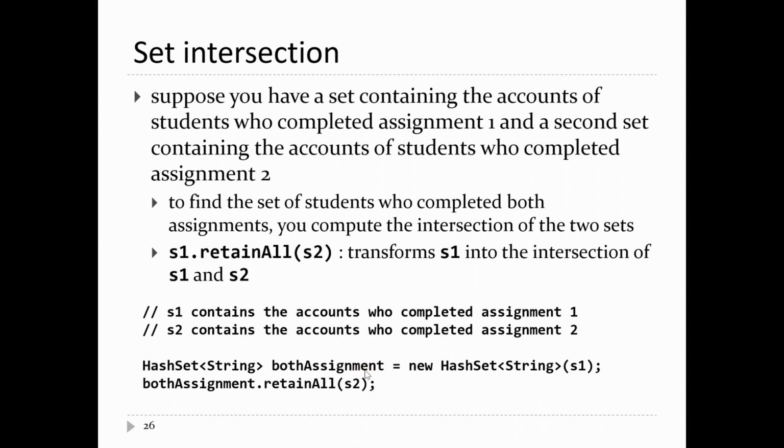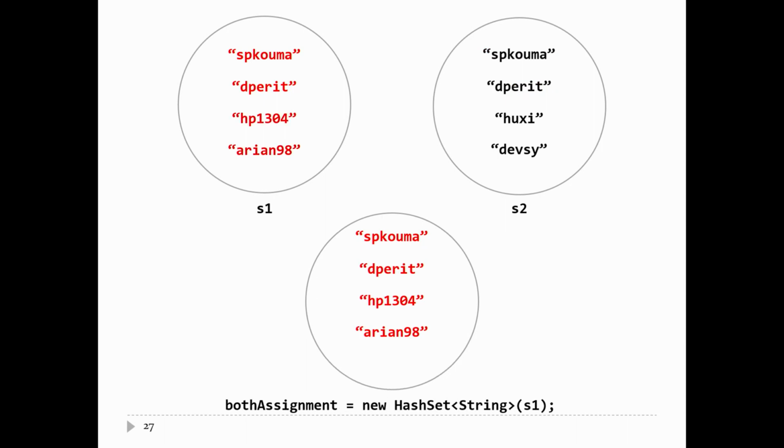So for the set of students who completed both assignments, I'm just going to start by copying the first set, and then call retain all, passing in the second set. So picture what this looks like. Here we go. That's a copy of that. Now we're going to look at the elements that are here, and the elements that are here, and we're only going to keep the ones that are in both.